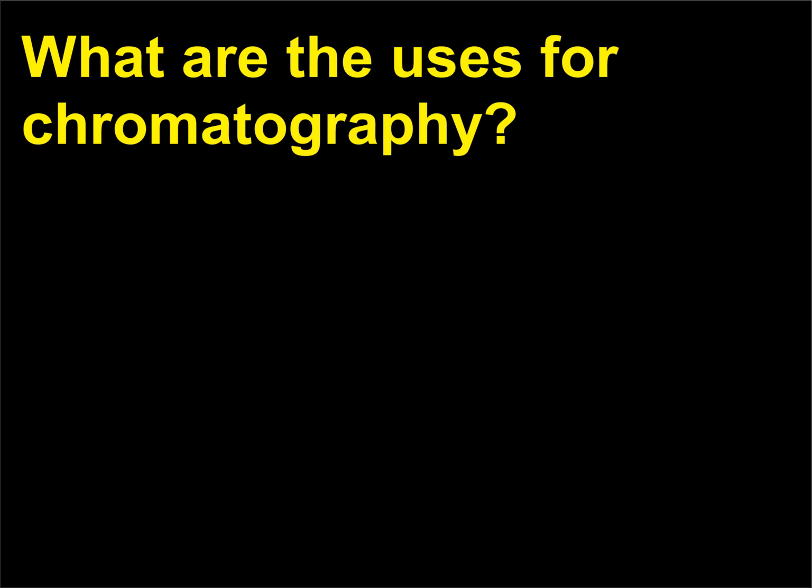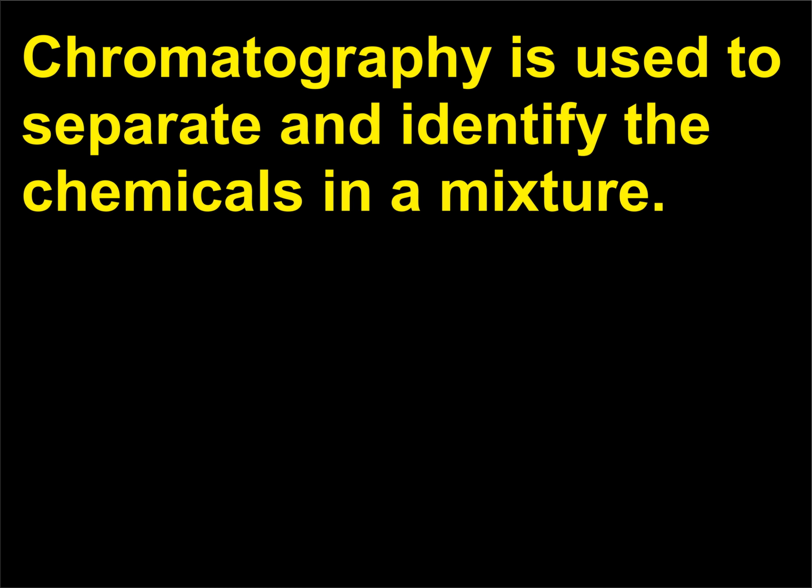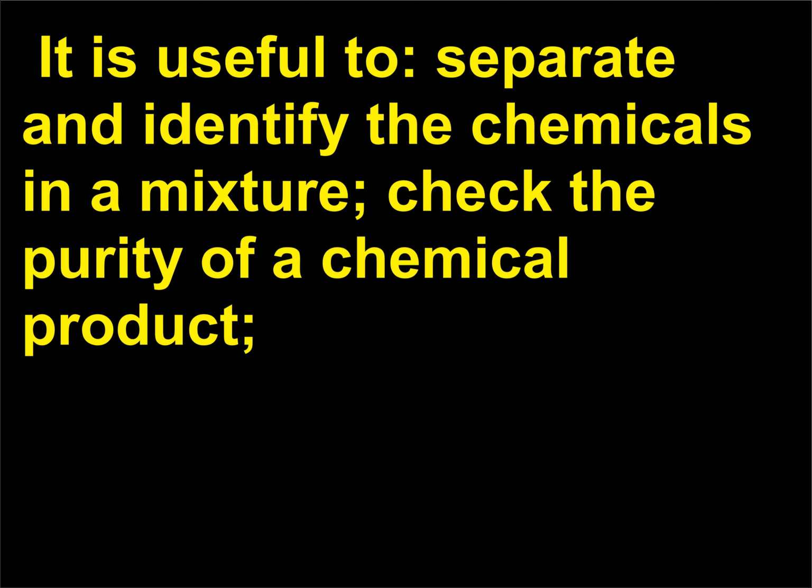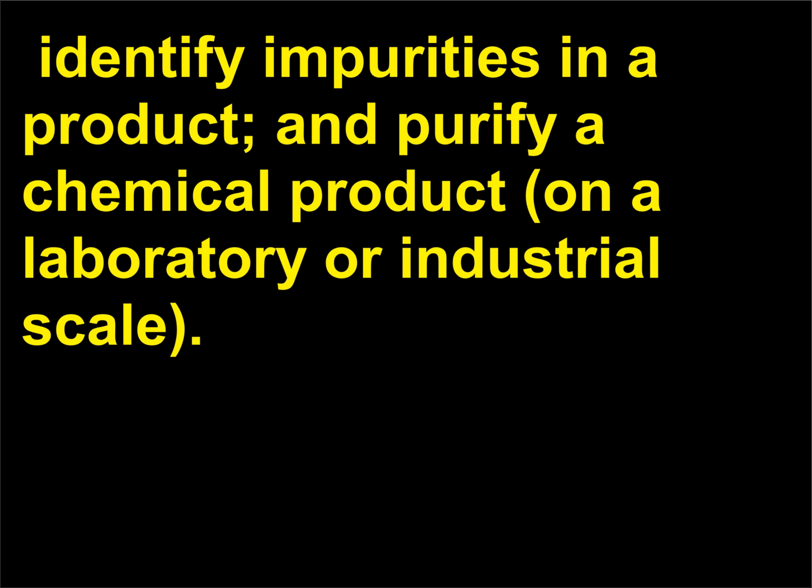What are the uses for chromatography? Chromatography is used to separate and identify the chemicals in a mixture. It is useful to separate and identify the chemicals in a mixture, check the purity of a chemical product, identify impurities in a product, and purify a chemical product, on a laboratory or industrial scale.